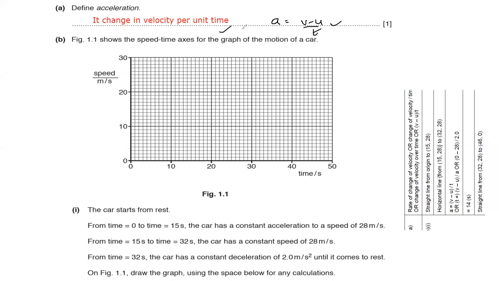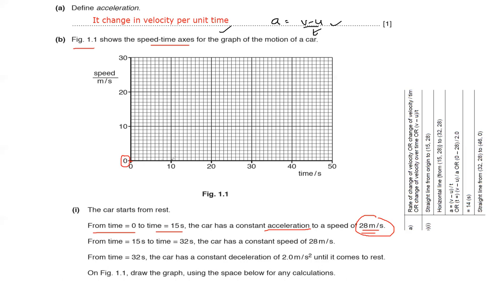In the question, figure 1.1 shows a speed time graph of the motion of a car. The car starts from rest, so the speed should be zero when something is at rest. For time t equals 0 to t equals 15, the car has a constant acceleration to a speed of 28 meter per second. So from 0 to 15 seconds, the car moves with a constant acceleration and reaches the speed of 28 meter per second.